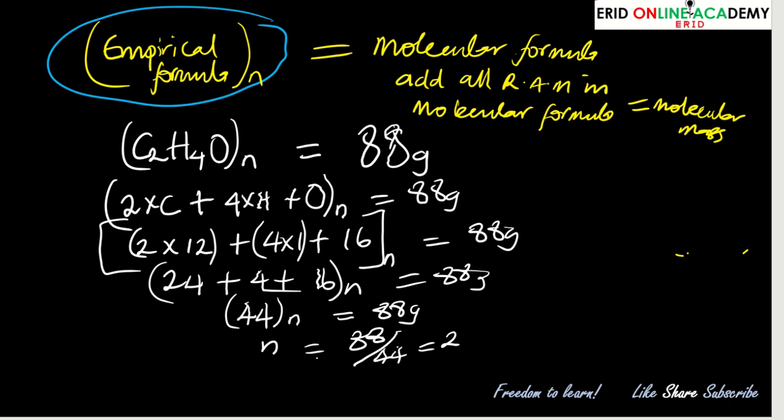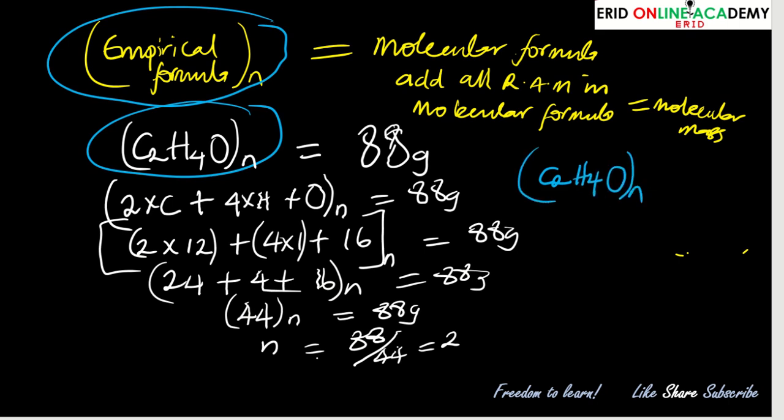So if n equals 2, let's multiply the empirical formula back. We have C2H4O multiplied by n. Therefore it will be C4, because we already have 2 here. Then H8, that is 2 coming in, which is your n, times 4, 2 times 4 gives you 8. And O2. This is our molecular formula. That's the molecular formula. Pretty simple.